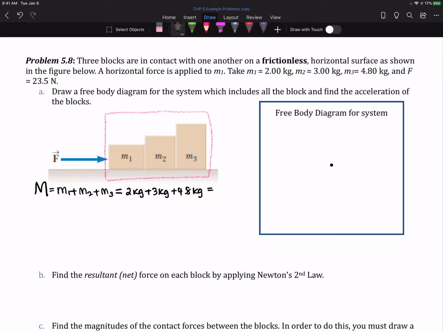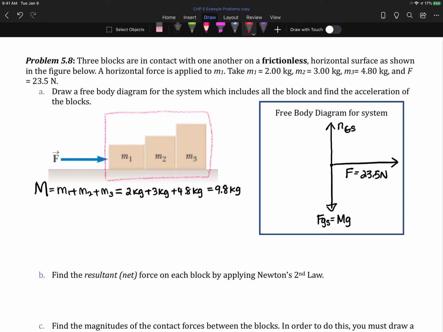So that's going to be 9.8 kilograms. So if I draw a free body diagram for my system, the only forces that I have acting on my system are this applied force of 23.5 newtons, the force of gravity on my system, which is just going to be the total mass times gravity, and I have a contact force, which is the force of the ground on my system, right, which is acting up. And those are the only forces that I have.